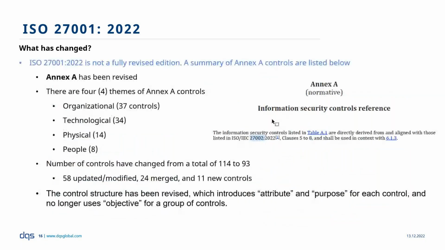The Annex A used to have 14 control categories, which have been reduced to 4 categories. The total number of controls are reduced from 114 to 93. There are 11 new controls, 24 controls that have been merged, and 58 controls that have some modification in them.